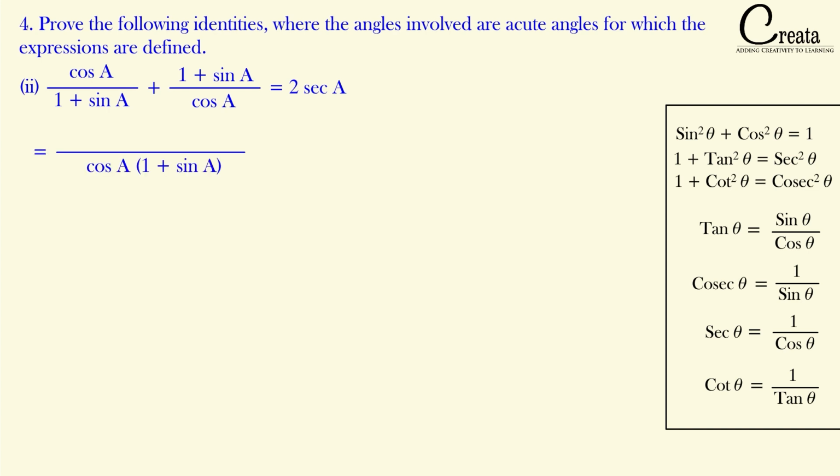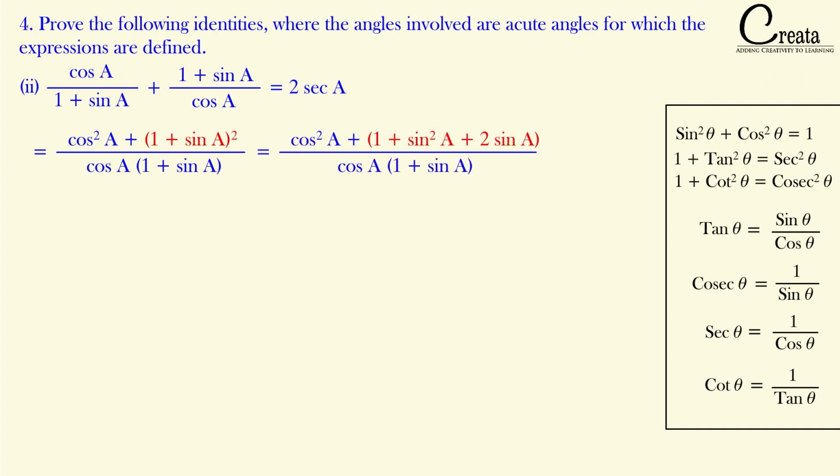Let's take the LCM as cos a into 1 plus sine a. On the numerator we got cos square a plus 1 plus sine a whole square. Further, let's open this square, that is 1 plus sine a whole square, which will be a plus b whole square, a square plus b square plus 2ab. So in the numerator we got cos square a plus 1 plus sine square a plus 2 sine a.